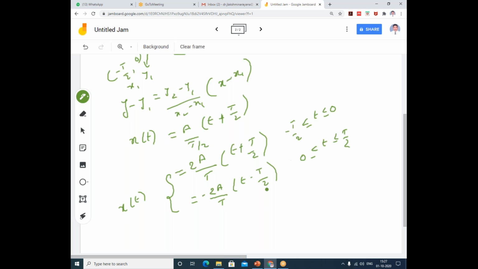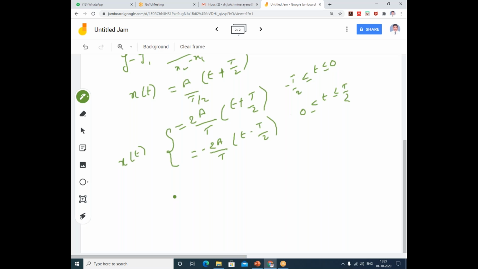Now, if you rearrange this equation for x of t, I can write x of t as 2a by T into t plus, now this 2 and this 2 get cancelled and T and T get cancelled. So you will get plus A, which is for minus T by 2 less than t less than 0. This is the equation for the line.